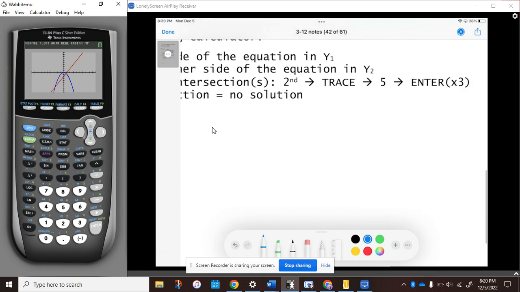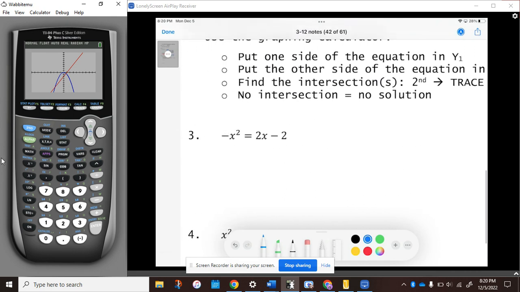So if we're doing that, we would hit second trace 5. Second trace 5. And then you scroll as close as you can to where they cross over and hit enter 3 times. Scroll and see how close you can get to right on top of that and then hit enter 3 times. This gives us an intersection, one of our solutions, x equals negative 2.73. We'll round it off right there and I'll change that to the little curly equal sign so we know it's approximate. That's not an exact answer.